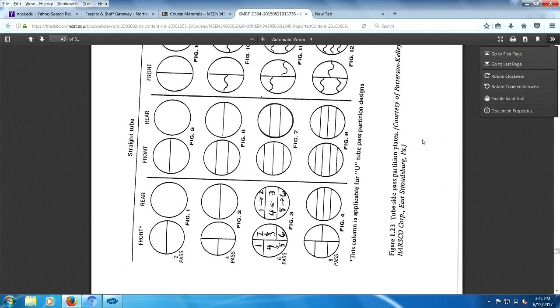It's kind of interesting. Let's take a look at this. It goes in here, which is the front of the exchanger. It comes out there, goes in here, all along there, comes out there, and goes in here, comes out here. It's kind of interesting.